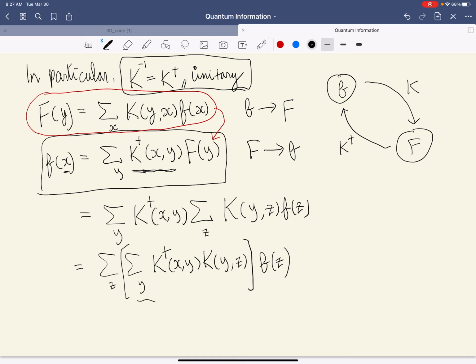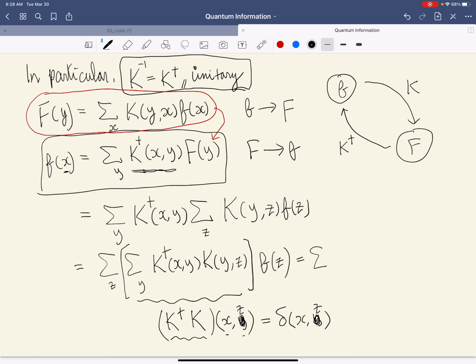And then realize that this is nothing but just a matrix multiplication of K dagger matrix with the K matrix. And all I'm doing is to check out the elements of this product matrix with indices x and y. But since K dagger K is just a unity matrix, these matrix elements better be the canonical delta. And I'm going to write down the canonical delta in this way. Sorry, this should be z, and this should be z as well.